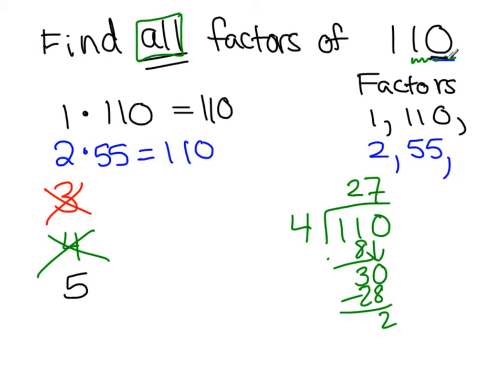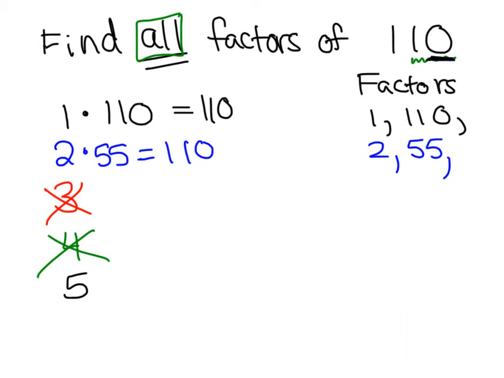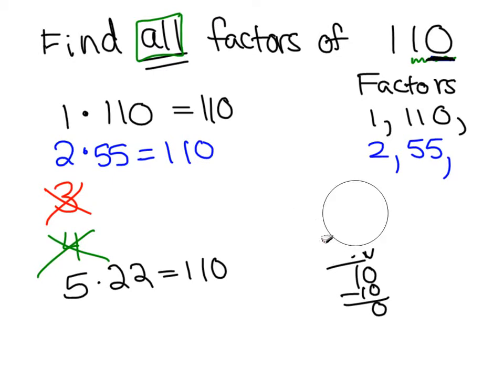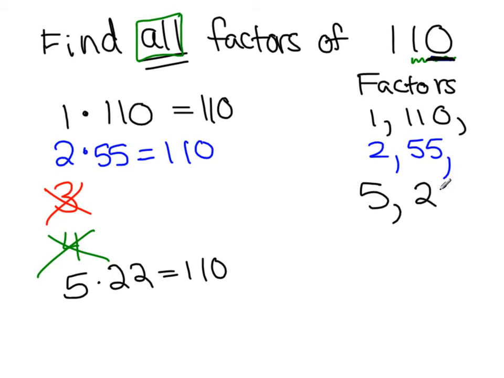Since the last digit is a 0, that means for sure 5 can go into this number. Now, how many times 5 goes in there, we have to figure out. And if you don't know, you just do the long division. 5 times 2 is 10. Subtract, we got 1, bring down the 0. 5 times 2 is 10. And no remainder. So 5 times 22 gets us 110. So we can add them to our list of factors. We have 5 and 22.